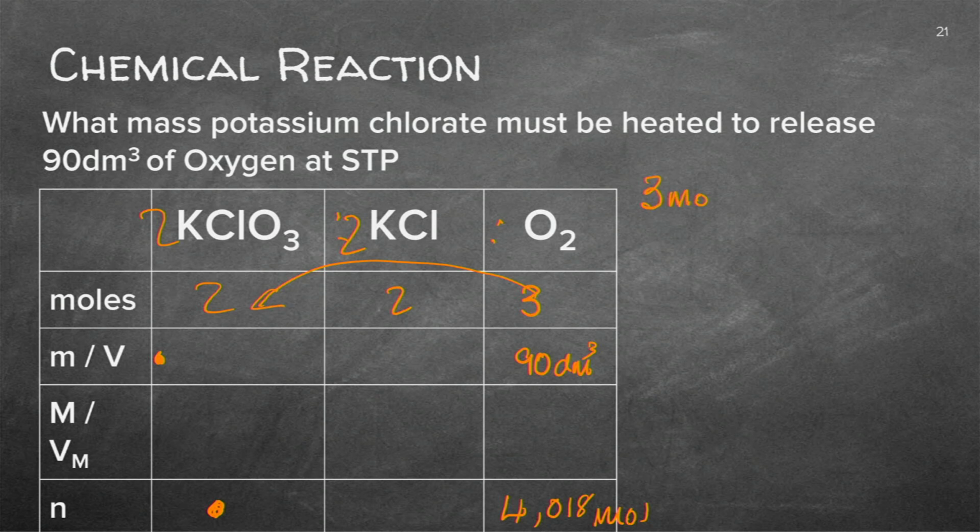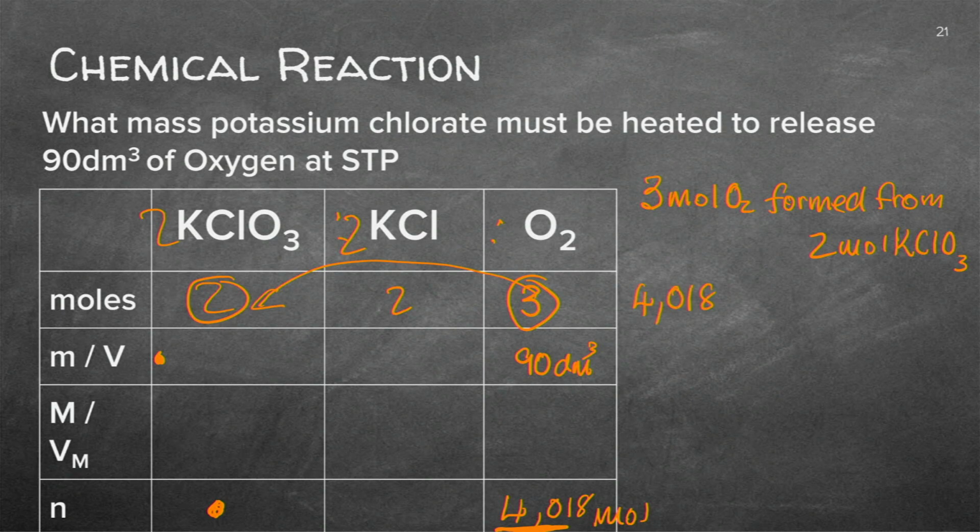3 mole oxygen would be formed from 2 mole. Do you see? 3 would be formed if you use 2 mole of potassium chlorate. But you didn't form 3. You formed 4.018. That oxygen will form, again, the crossover. So it's 4.018. Remember, you're going to multiply that with 2 and you're going to divide it with that 3.